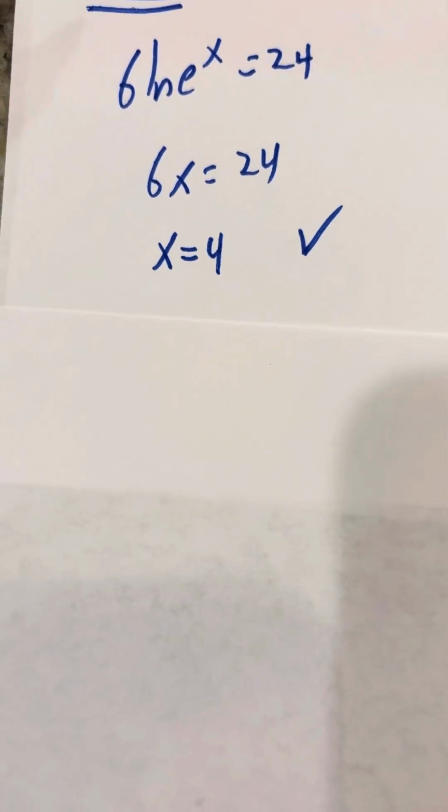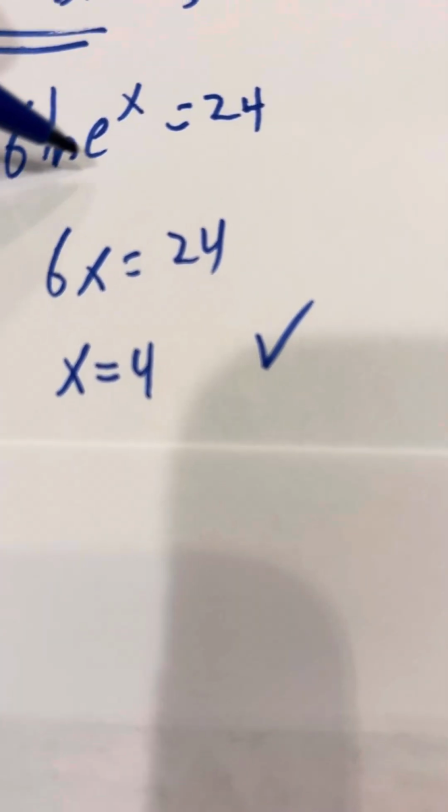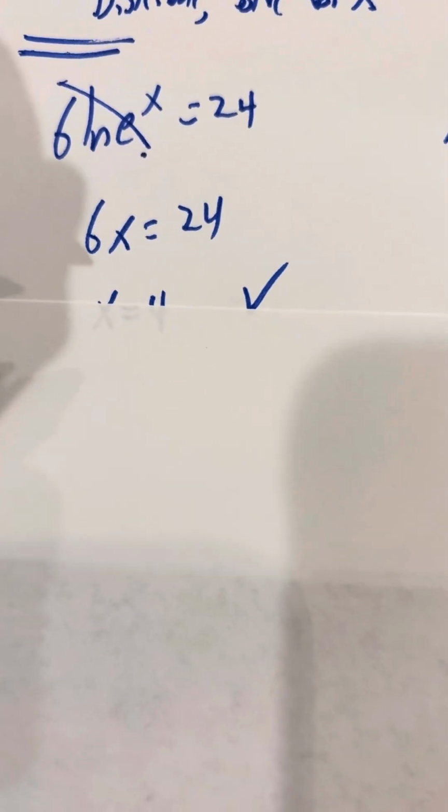Another good one is this. 6 natural log of e to the x equals 24. Well, hold on a second. The natural log and e cancel each other. And so that's just 6x equals 24.